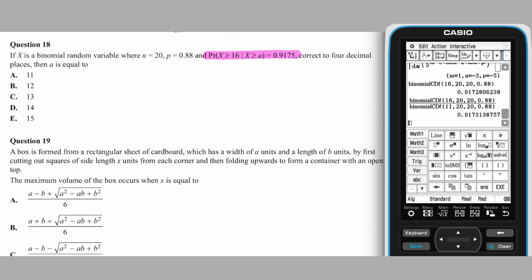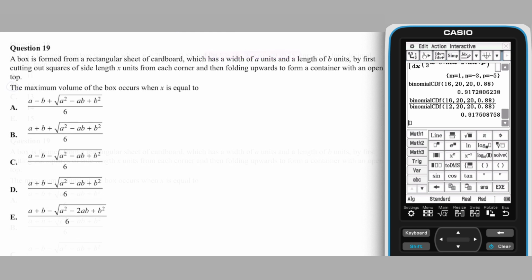The probability when A equals 11 is close to the value provided, but not equal to 4 decimal places. Next, trying A equals 12, we obtain the value we are looking for, and so the answer is B. Question 19. This question asks for the outcome of an optimization process that is hopefully familiar to you, but will require a number of steps to be performed. It might be helpful to draw this sketch of the sheet being folded.